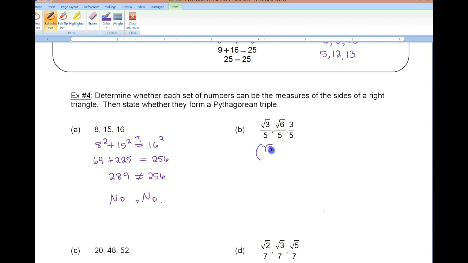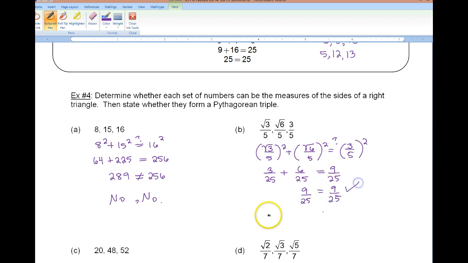So let's see, square root of 3 over 5 squared. Okay, so let's see first. It's almost like first we have to see if it's a right triangle. Just see if it works. If it works, then our first answer is yes. So here we get 3 over 25 plus 6 over 25. Does that equal 9 over 25? So yes. Okay, so we know that it's yes for the first part. However, are they whole numbers? Did we start with whole numbers? No, so it can't be what?